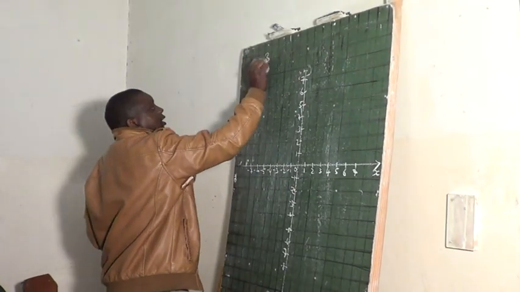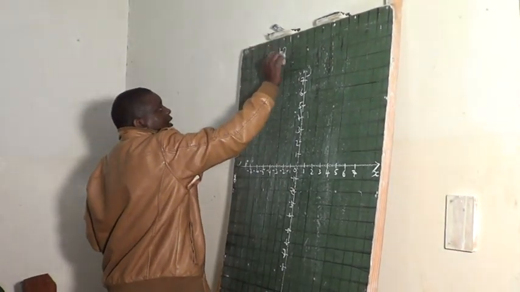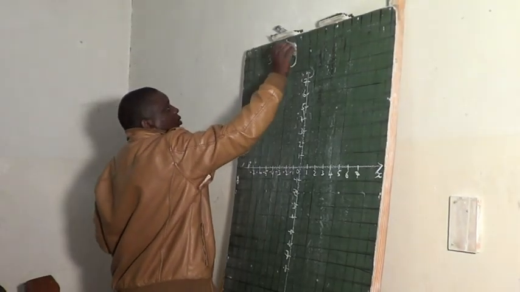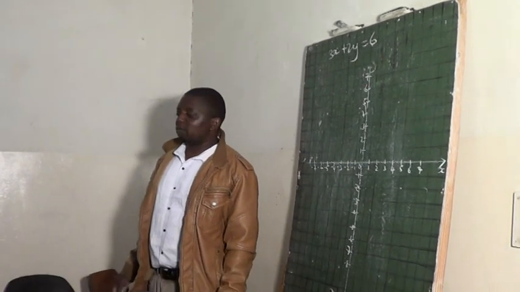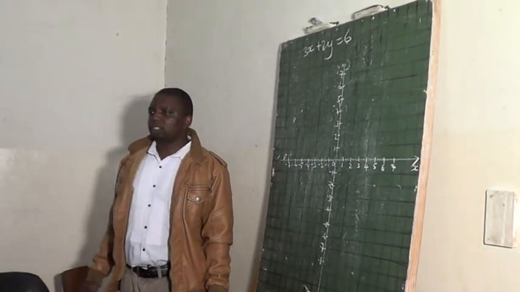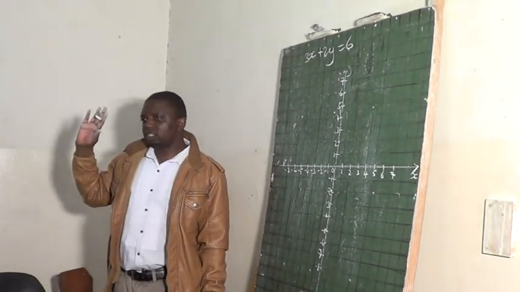What is the gradient and what is the y-intercept? 3x plus 2y is equal to 6. What is the gradient and what is the y-intercept? You just raise your hand.